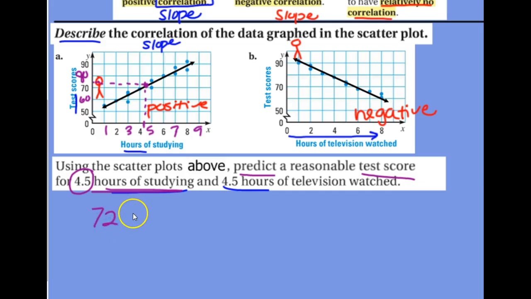Maybe you're thinking, Miss Calc, maybe it's only 71. Maybe you're going to predict 75. You think it's right in the middle. All of these are okay answers. You only need to write one answer though. Okay? Same thing over here.